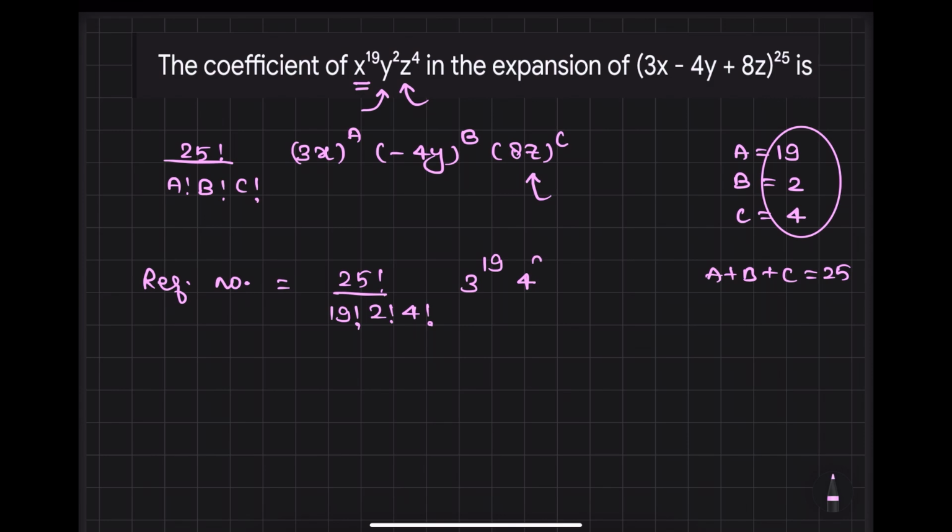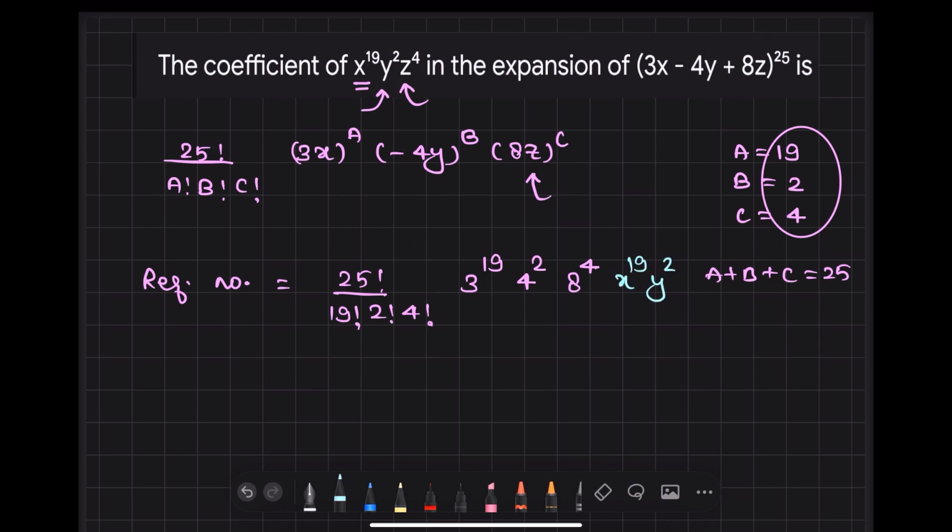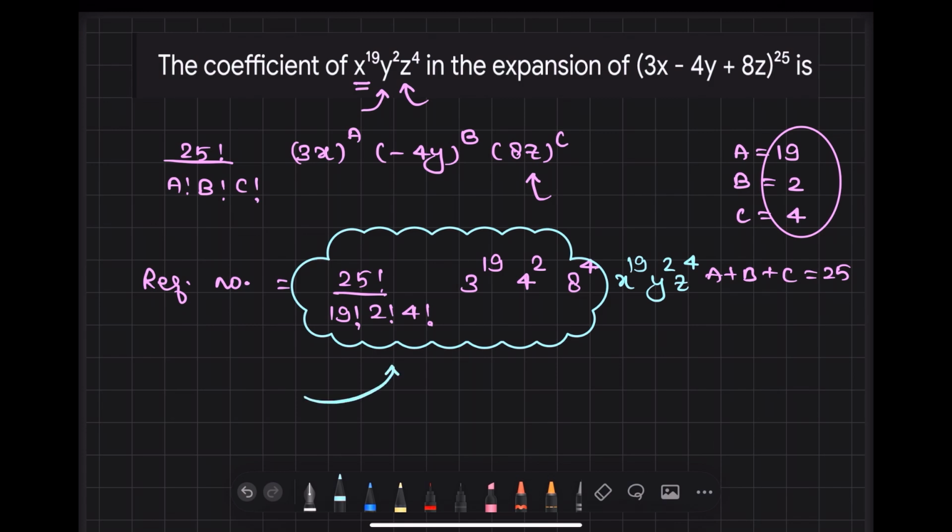So we can write 4 power 2, and then 8 power 4, and then you can write your variable part, that is x power 19, y power 2, and z power 4. Okay, so the required result is this thing. We are interested in finding the coefficient, no? So this is the required thing. I hope the idea is clear and you got the approach for how to handle similar situations.